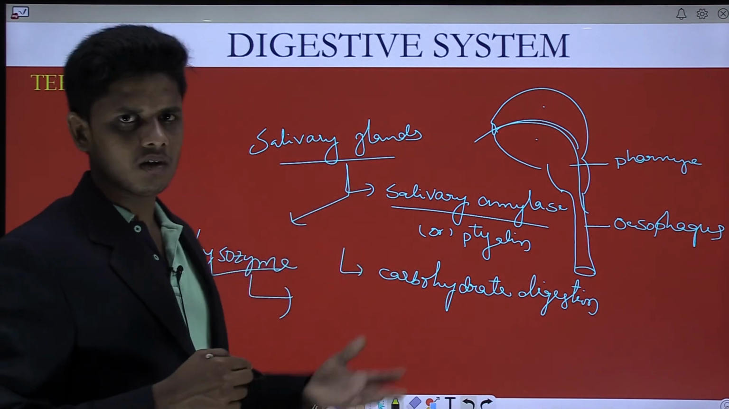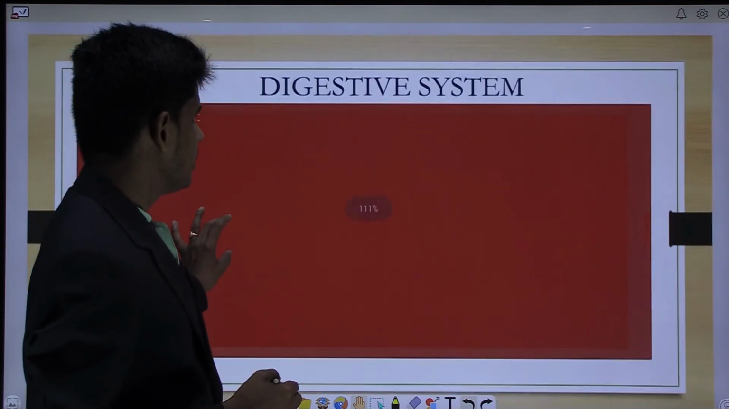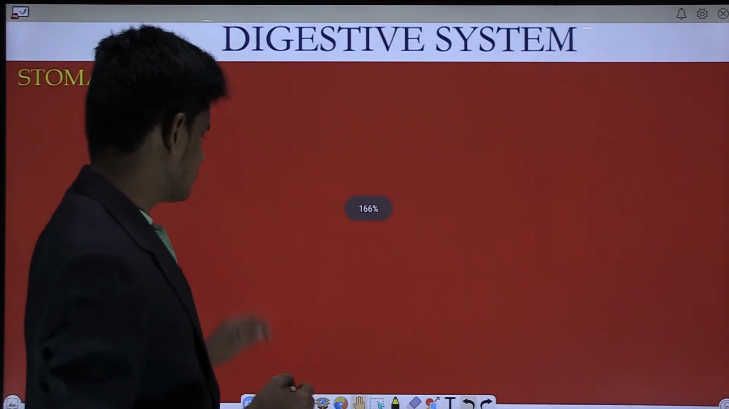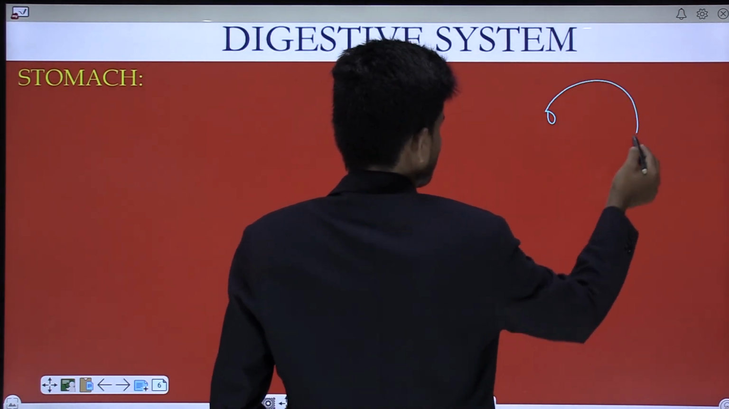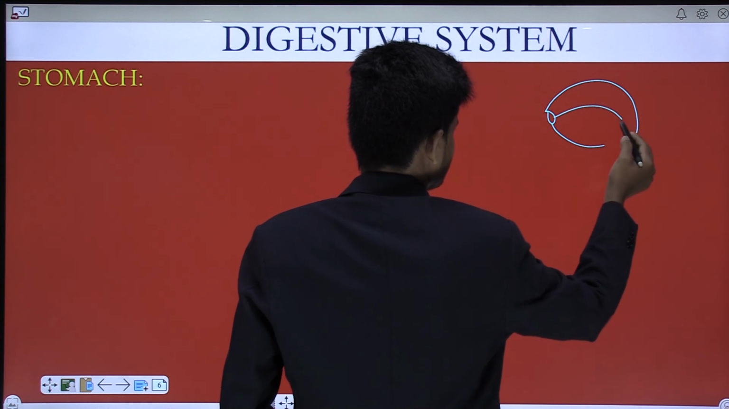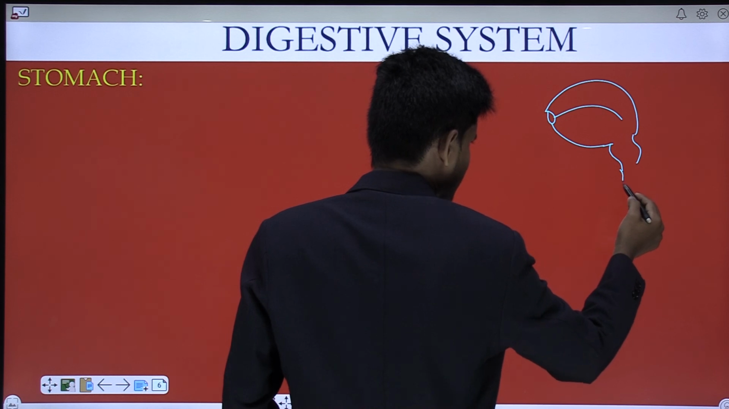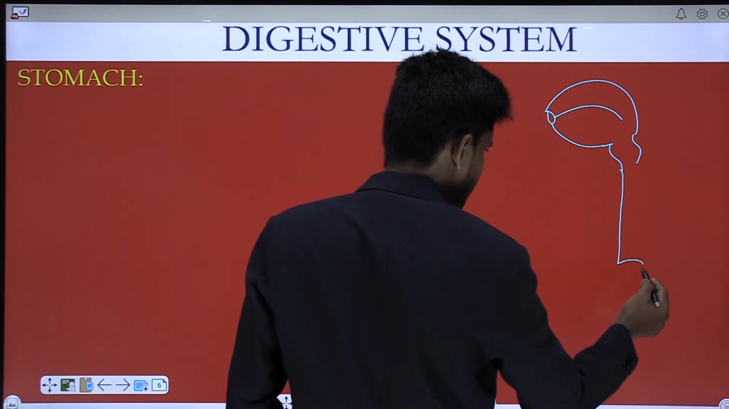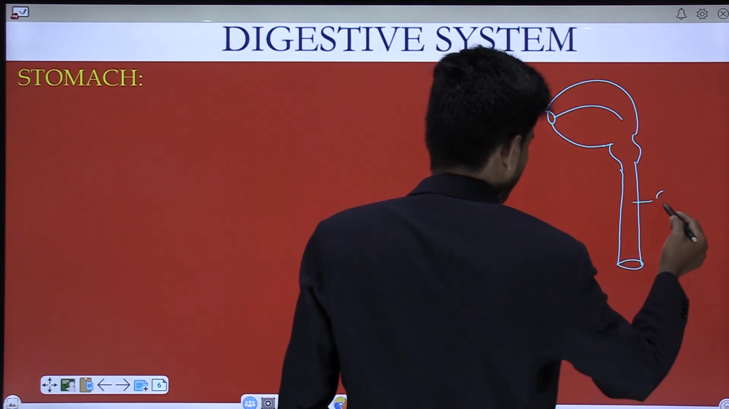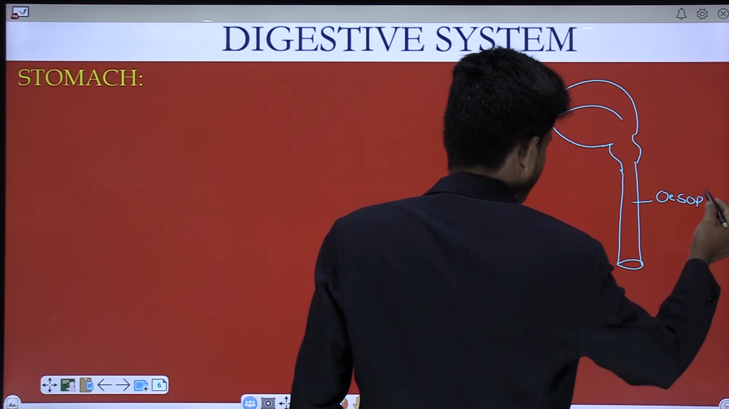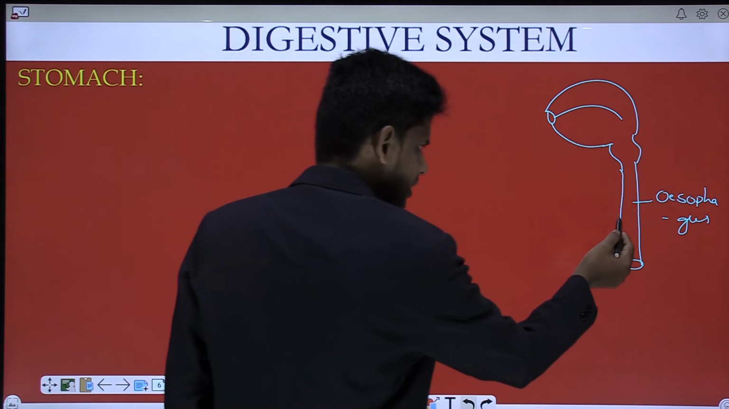And have a look at the diagram. Here it is about the stomach, and if you observe the diagram, this is the nasal cavity and this is the oral cavity, separated by the palate, and this is called the pharynx. This particular pharynx continues to form a separate tube-like structure, and it is called the oesophagus. What is that? Oesophagus.